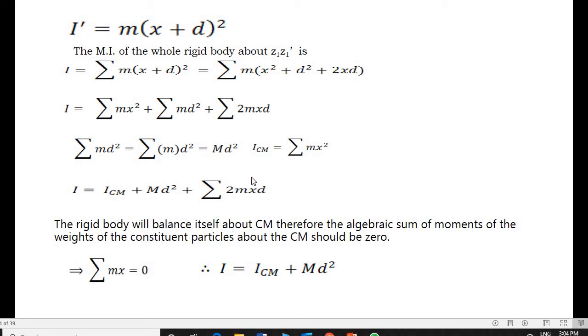Therefore, summation 2mxd is 0. Therefore, that is summation mx is equal to 0. Therefore, the moment of inertia of the entire body about an axis passing through the point is equal to I, that is equal to ICM plus md square.